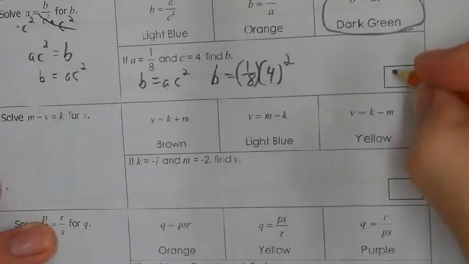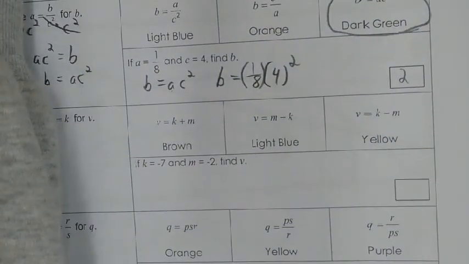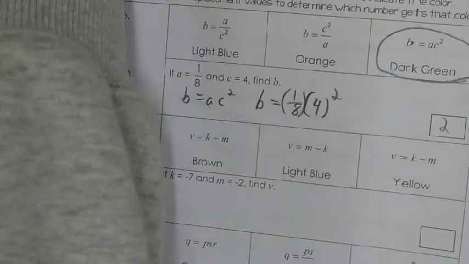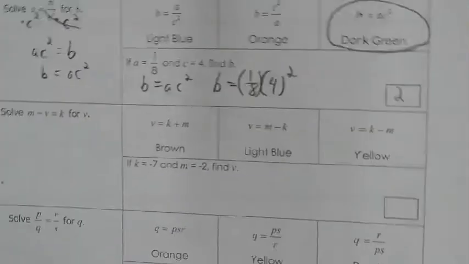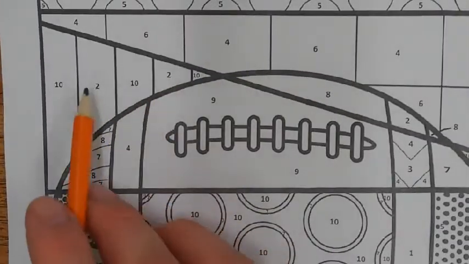It's on the coloring sheet. Okay, so now all the 2's on this coloring page are going to be dark green. So everywhere you see a 2 will be dark green.